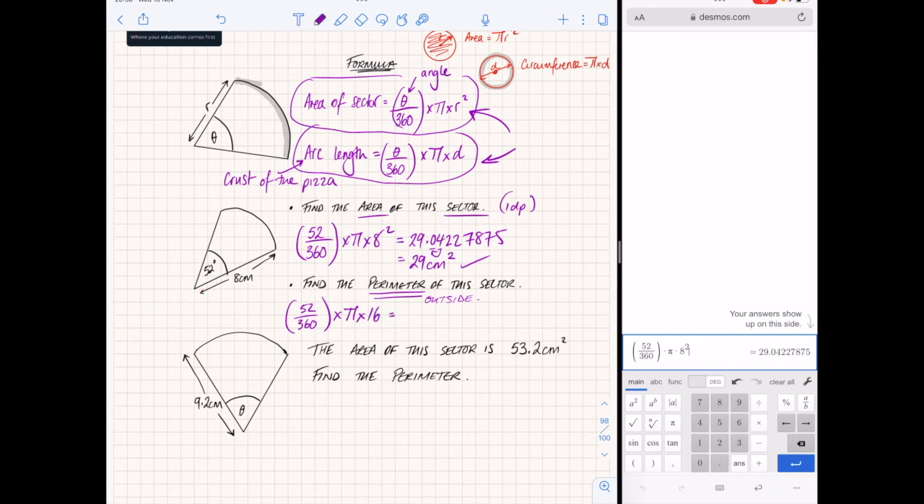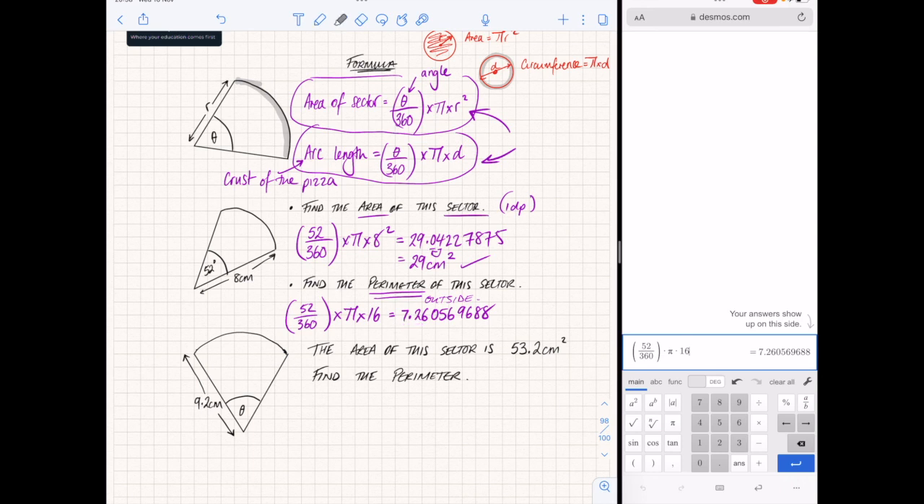Okay, so I'm going to go back over here, and I'm actually going to leave what I've got there, so 52 over 360 times pi, this time times by 16, and that gives me 7.260569688. Now I'm keeping that as accurate as I can. In reality, you could probably go 2 decimal places there. 7.26 would be fairly accurate, or 7.261, but let's just keep it like that for now.